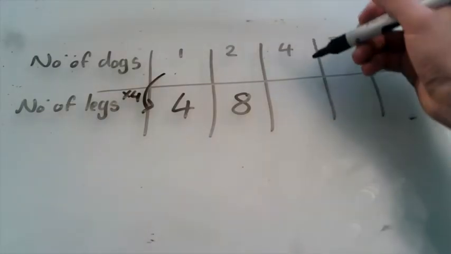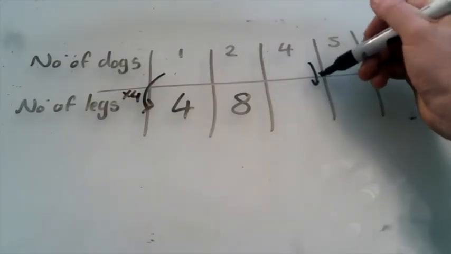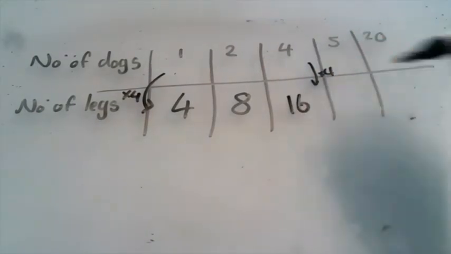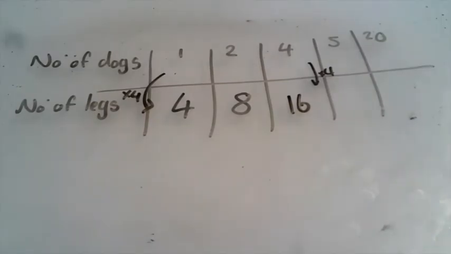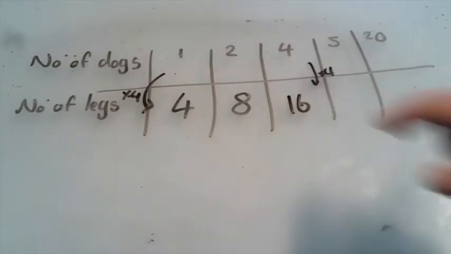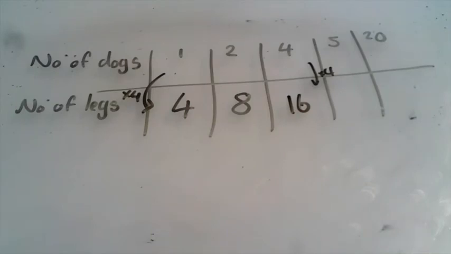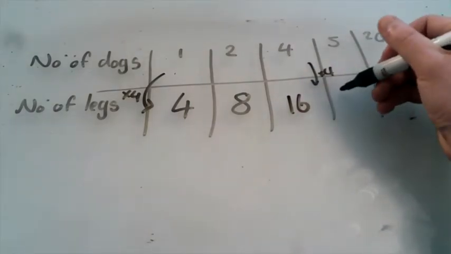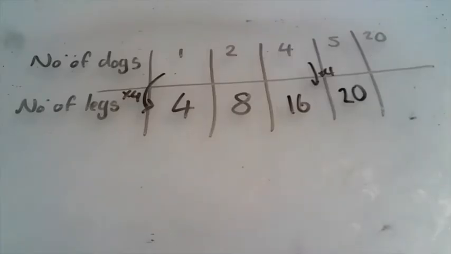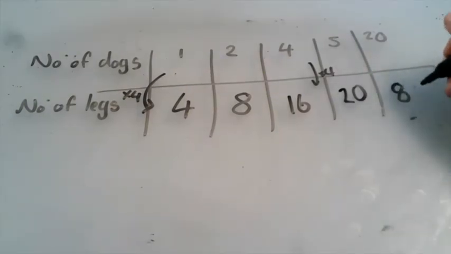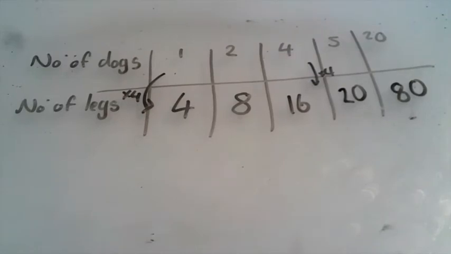So for 4, we're timesing that by 4, which will give us 16. So instead of sitting there and counting all of the legs on 4 dogs, we know that there's 16 legs altogether. The same with this one. 5 times 4 is 20. Now this is particularly useful for when we have got a big number of dogs, because we can just say 20 times by 4. We know that there is going to be 80 legs altogether.